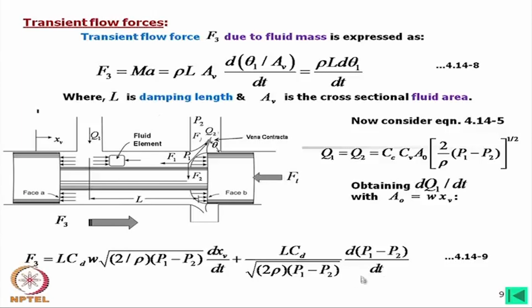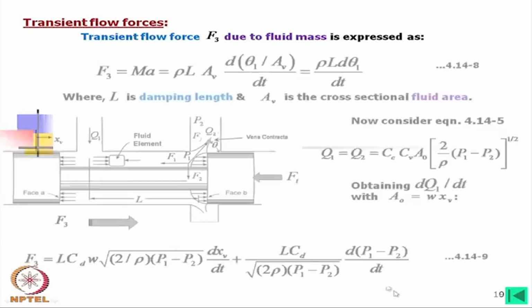In fact, in the book this expression is not correctly written. So, I am explaining here. If this is from Merritt's book, if you follow that, it is not correctly written there. So, you should be careful about these equations, but anyway if you agree with this equation and differentiating this one, we are getting F3 is equal to like this.